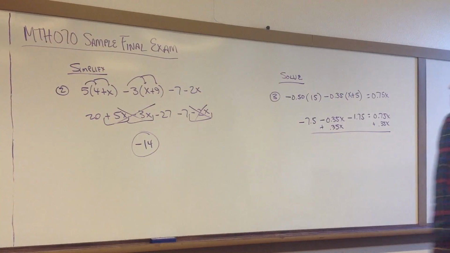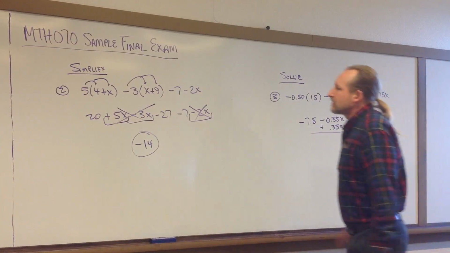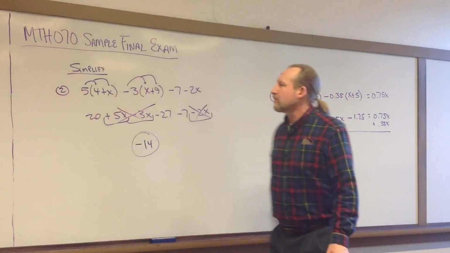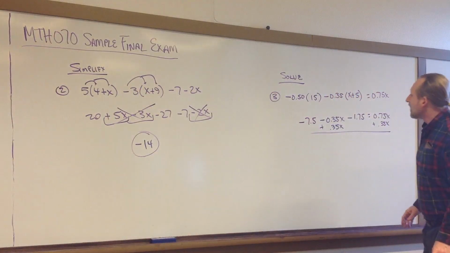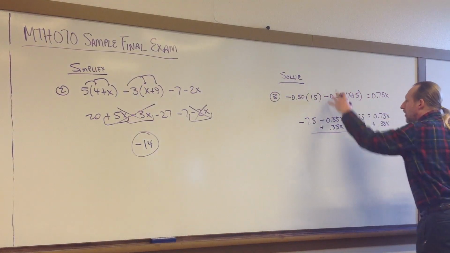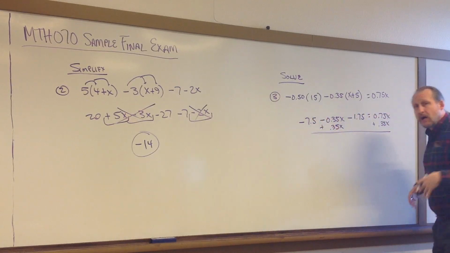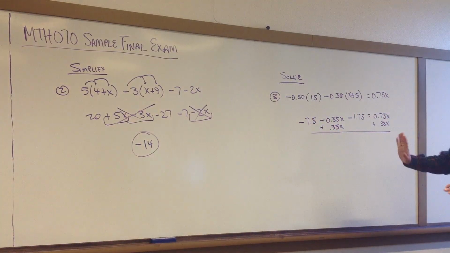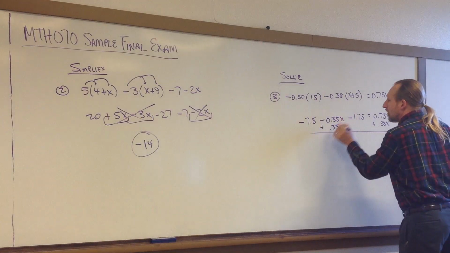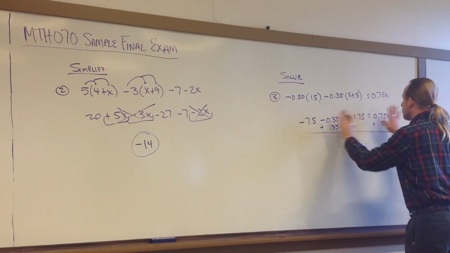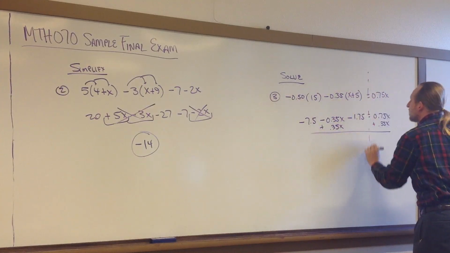Well, I shouldn't say that. I shouldn't say collect like terms, because that's kind of what we're doing over here when we're simplifying. Over here, I'm getting all my variables on one side and keeping all of the non-variable terms on the opposite side so that we can isolate the variable. Okay, so I'll add that 0.35x to both sides in the equation, right?